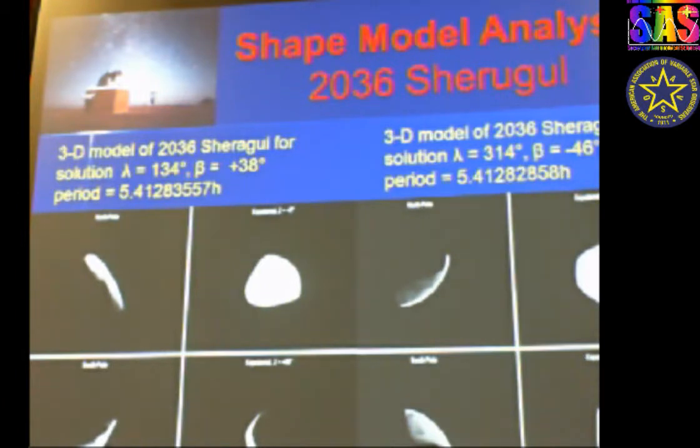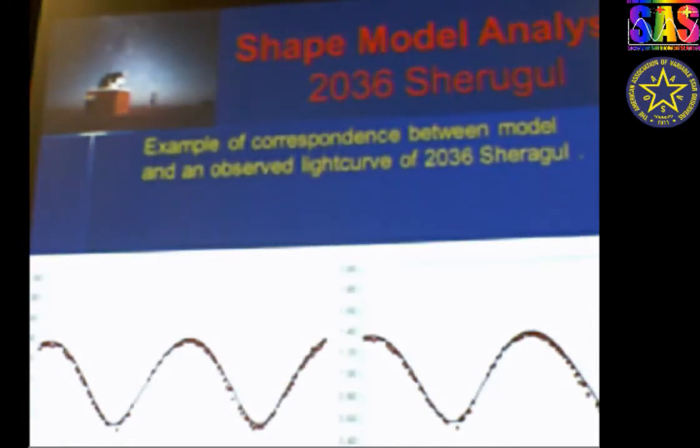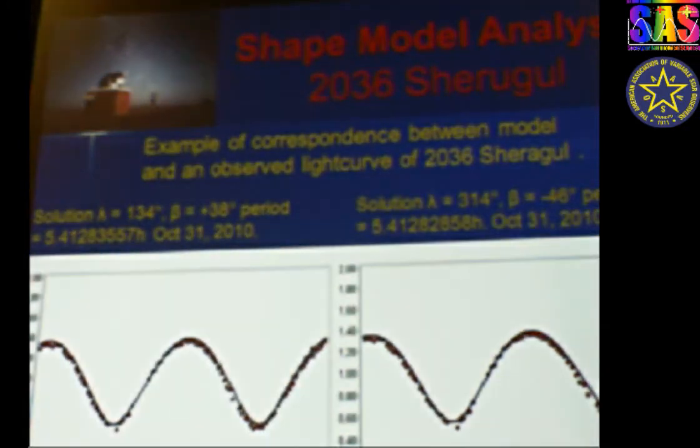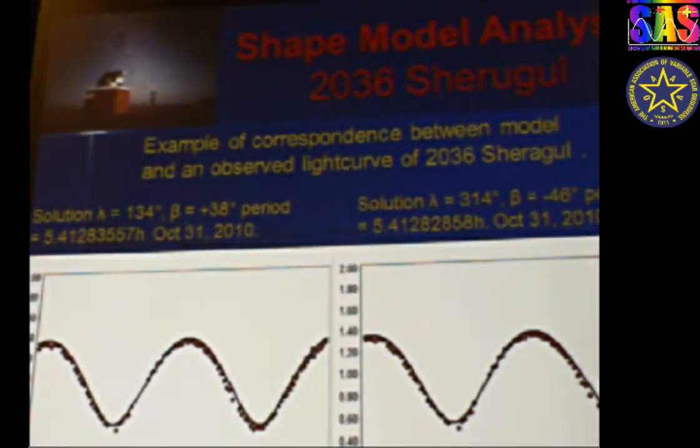My suspicion is the fact that the period is a little bit different is making it difficult to really define the shape model well. And had a look at what the errors were like, and you can see two possible solutions. There's virtually no difference between the theoretical model and the observations. So we can't really decide anything at all about the shape on this one.